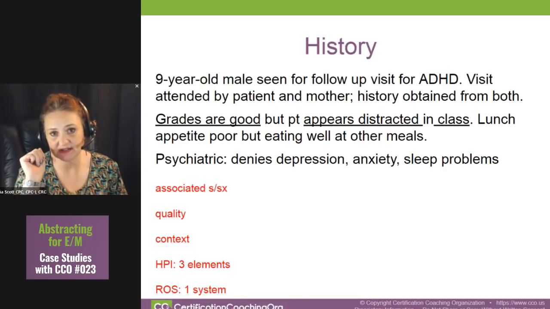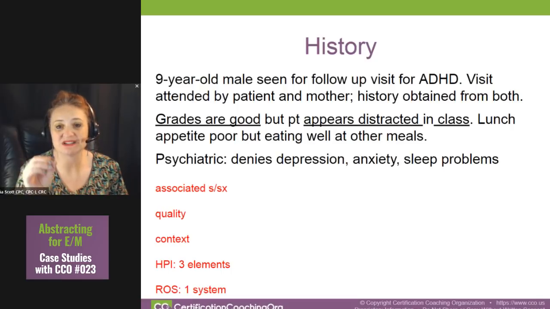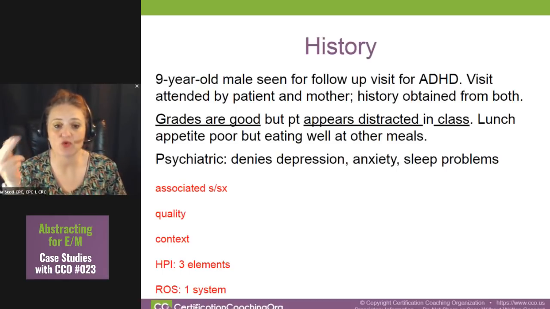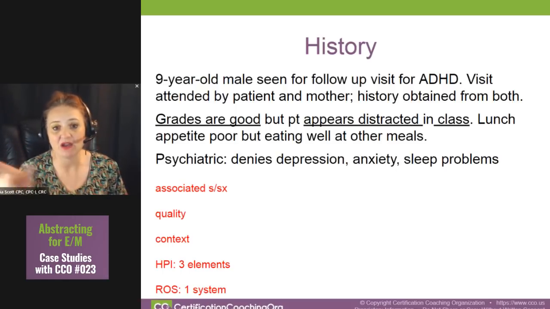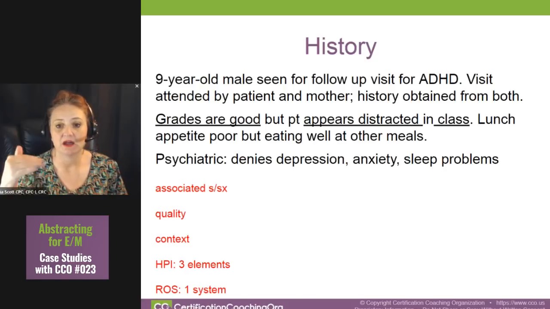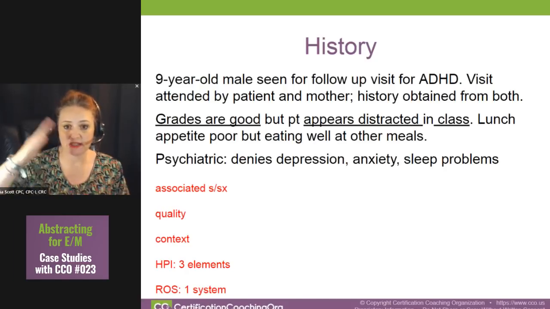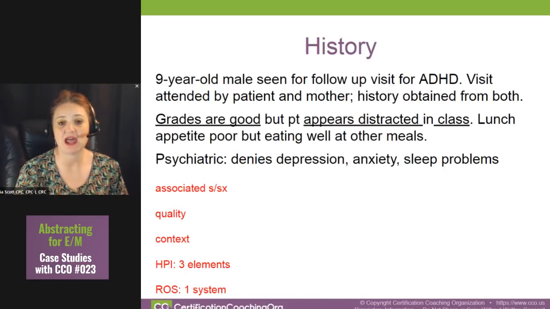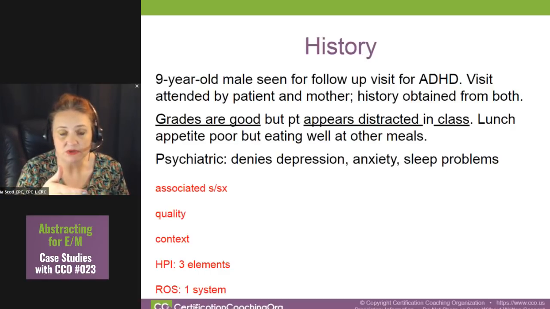Appears distracted. That's a quality that we're able to abstract from this documentation. And what's the context? It's in class. Okay, so we have associated signs and symptoms, quality, and context, and we got it all in one sentence. So grades are good, that's associated signs and symptoms. Appears distracted, that's the quality. And then where's it all happening? In class.